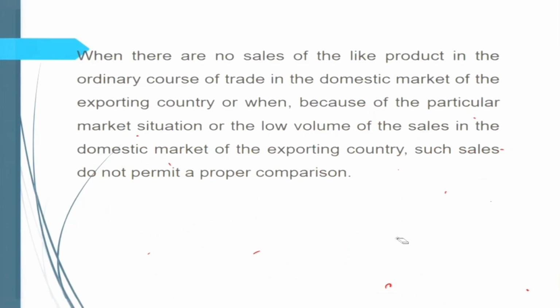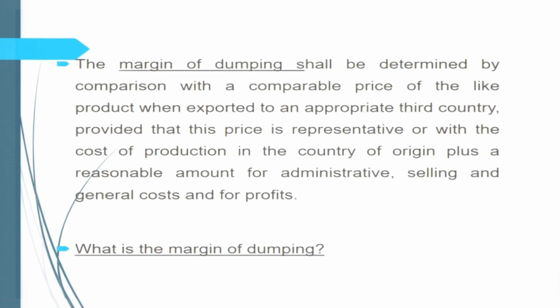So, when there are no sales of the like product in the ordinary course of trade in the domestic market of the exporting country, or when, because of the particular market situation or the low volume of sales in the domestic market of the exporting country, such sales do not permit a proper comparison, the margin of dumping shall be determined by comparison with the comparable price of the like product when exported to an appropriate third country, another country where the same goods are exported. And it is not only the question of an appropriate third country, but whether the price being quoted there for that product is genuine or not, that has to be found out.